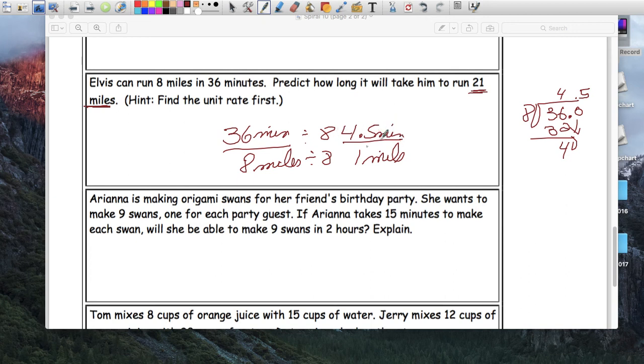That's not a bad mile at all. But that's not what we want. We want to know how long it will take to run 21 miles. So let me change colors here. 21 miles. So what's the relationship? Times 21. And we're going to multiply the top times 21. And there is no way I'm doing that. So 4.5 times 21. That's going to give us 94.5 minutes. Okay, so that's how long it's going to take.